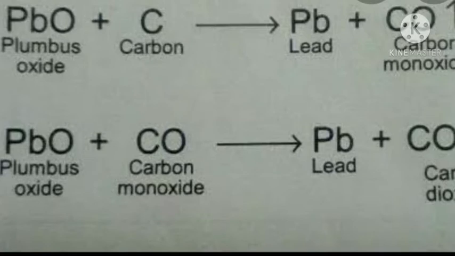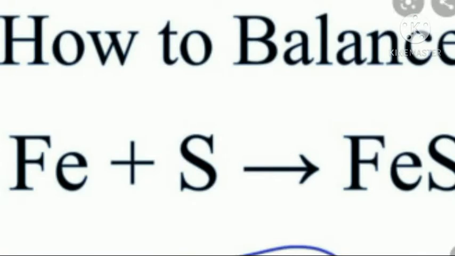Now students, consider some chemical reactions. The first example is the reaction of lead monoxide and carbon, they react with each other and form lead and carbon monoxide. The second example is the reaction between iron and sulfur on heating, which forms a new compound, iron sulfide. For these two examples, if we count the number of atoms on the reactant side and the number of atoms on the product side, both are equal.